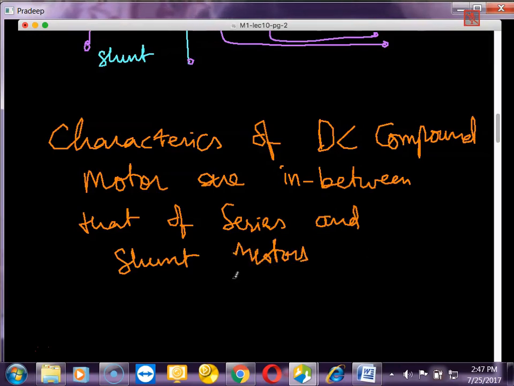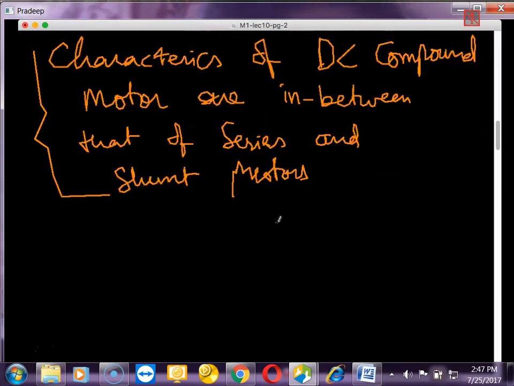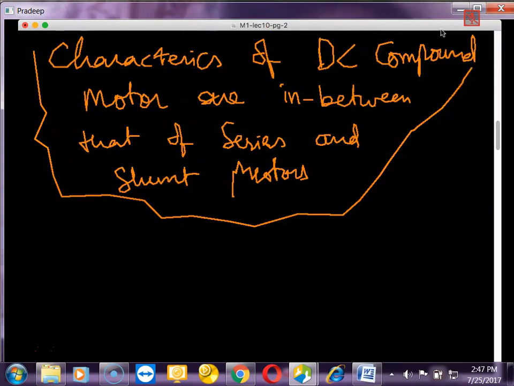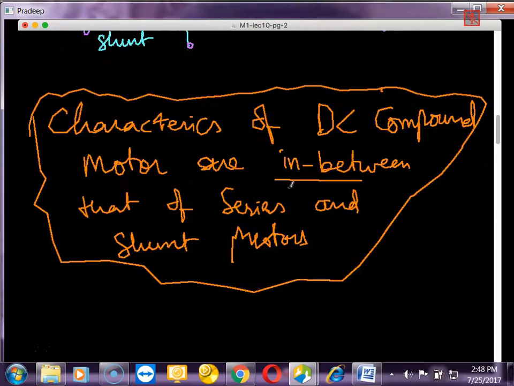So let me explain what I mean. This is an important point. The compound motor will have characteristics which are in between that of a series and a shunt motor. If I have the shunt motor characteristics and the series motor characteristics, I can find the in-between for that.